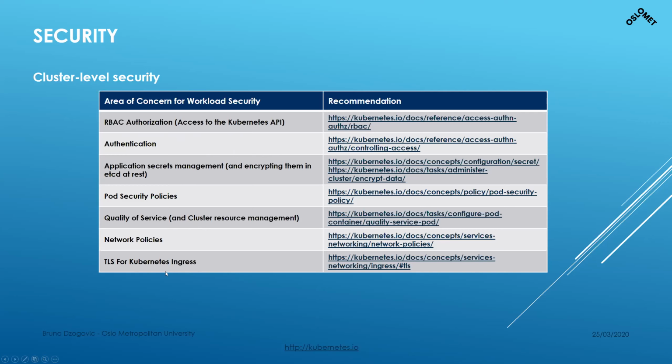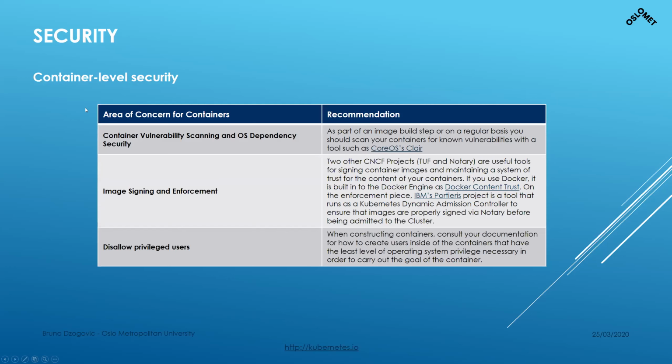TLS for ingress, this is something I will cover. Network policies, there is, I think, some small information about this. Quality of service, pod security, there is literally a lot. And then you have also container level security, if you want to talk about that. Container vulnerability scanning, which is mostly an enterprise level feature of Docker. Image signing and enforcement, so this disallows privileged users, stuff like that. There is a lot to talk about security, and we don't have time, unfortunately, for all of that. But I have provided some reference here, so you can check it out if you want.